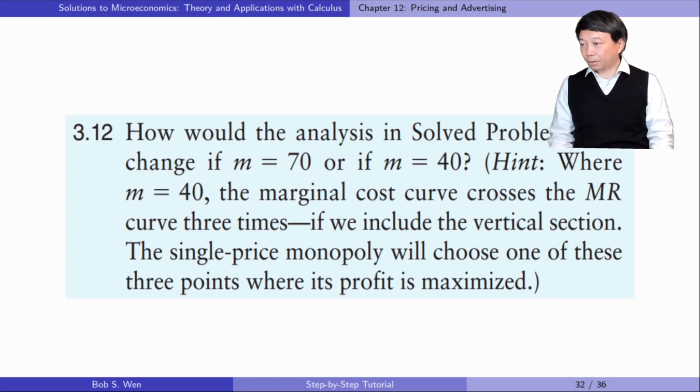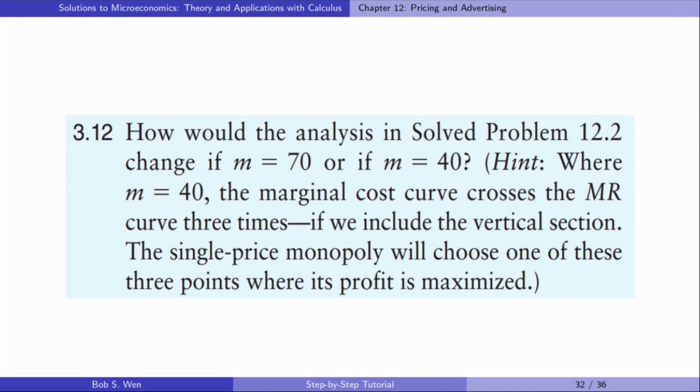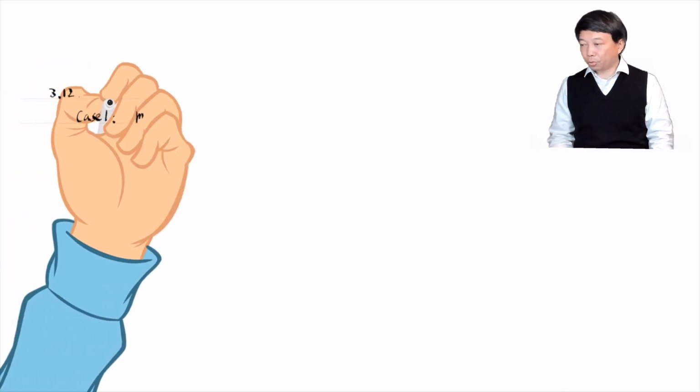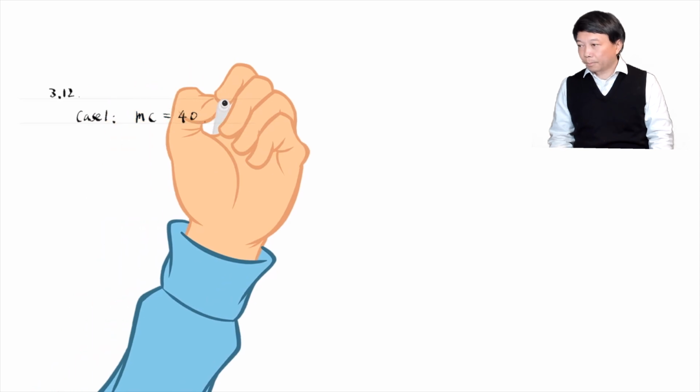Let's solve exercise 3.12. How would the analysis in solved problem 12.2 change if the marginal cost is 70 or 40? We will see what happens if the marginal cost is 40.